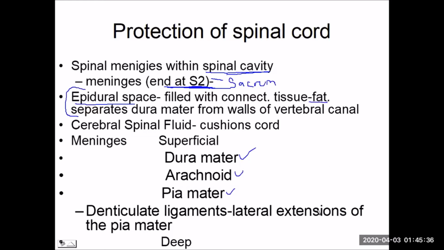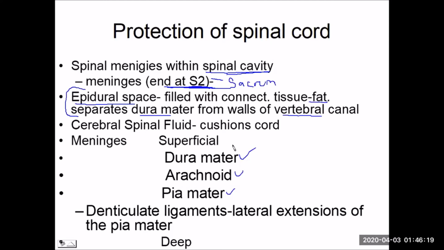So that cushiony tissue of the epidural space is found between the bones of the vertebrae and the first layer of the meninges, the dura mater. And again, anywhere we have fat, in this case between the bones of the vertebrae and the dura mater, fat's always a nice protective, cushiony tissue. There's the fluid of the cerebrospinal fluid. And again, this liquid is supporting and cushioning the brain, and the same for the spinal cord. So that's reducing any possible trauma.